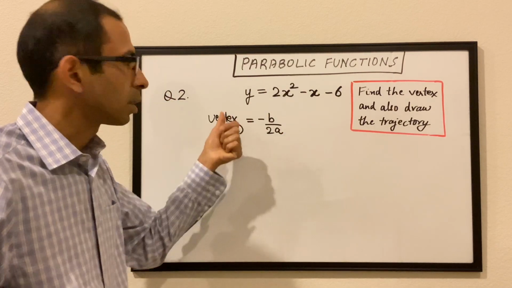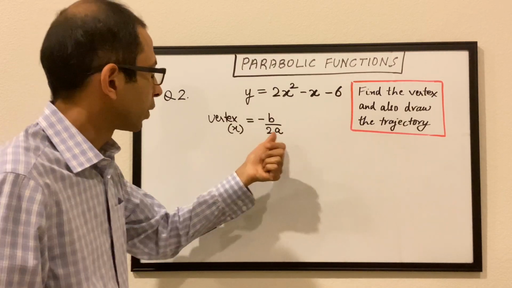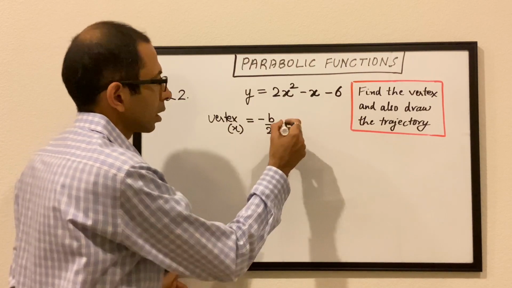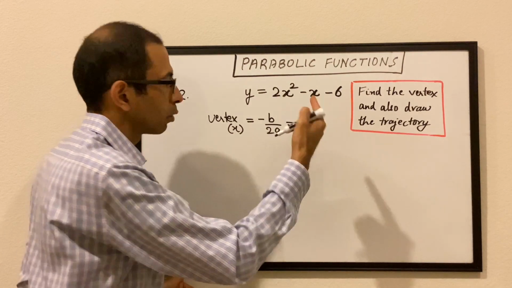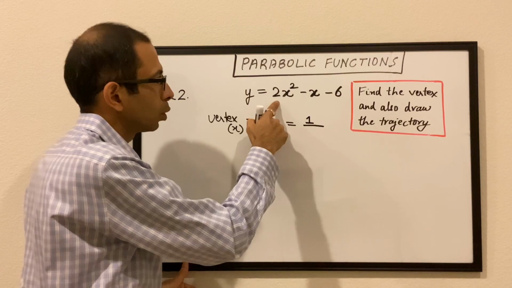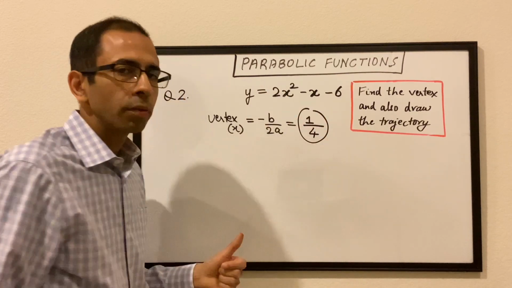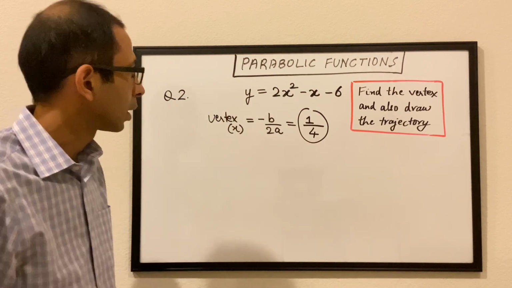When the parabola is in the standard form, ax squared plus bx plus c, this gives the x coordinate of the vertex. In this case, b is -1, so minus of -1 would be 1, divided by 2a. A is 2, so 2 times 2 is 4. So the x coordinate of the vertex is 1/4, right?